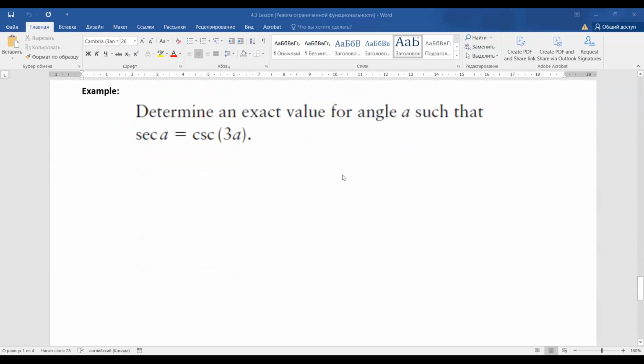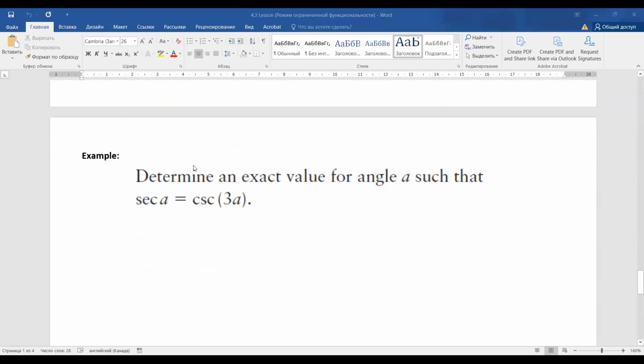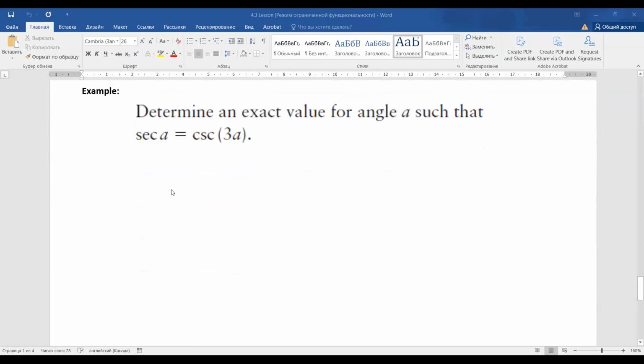Oh, here's the example that we haven't covered. Determine an exact value for angle A such that secant A is equivalent to cosecant 3A. This is an interesting one. So it's going to be individual work for every one of you. And the first person to finish, please text in direct messages to me in chat.